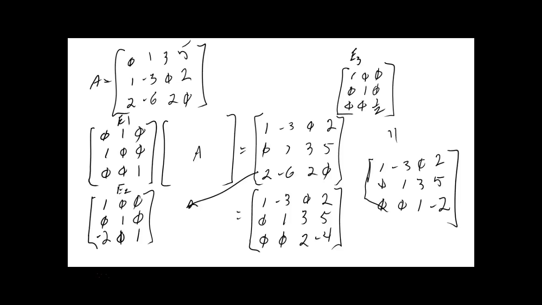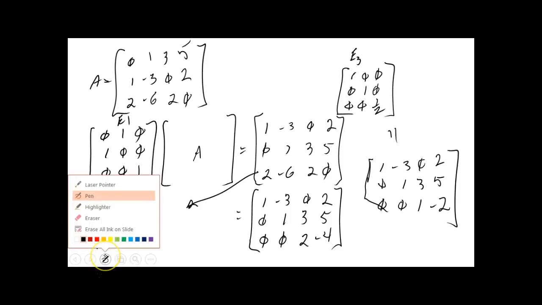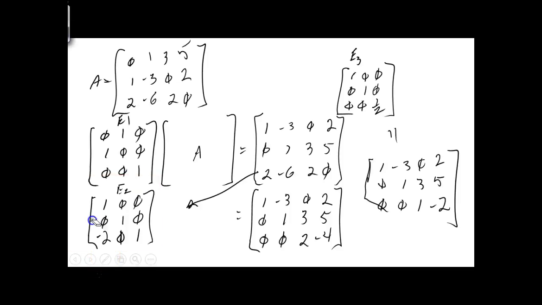Now let's combine some stuff here. We started with matrix A. We wound up with a matrix here, which we're going to call B. This now is B.